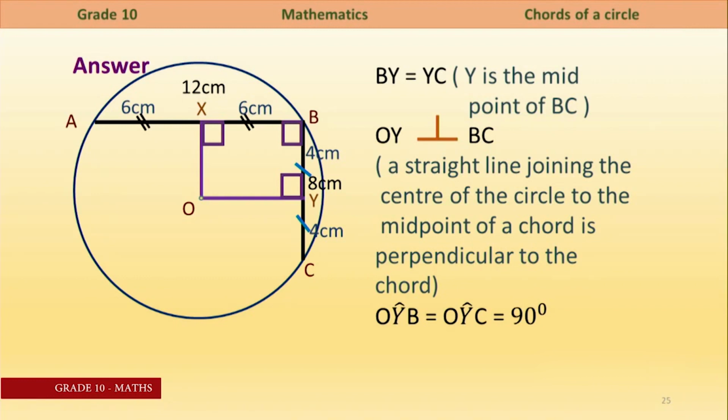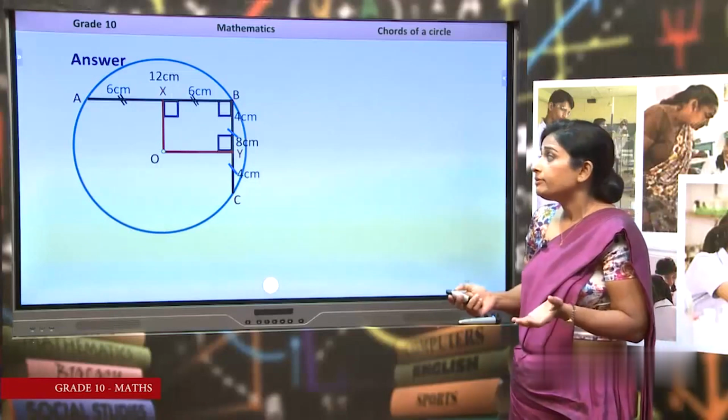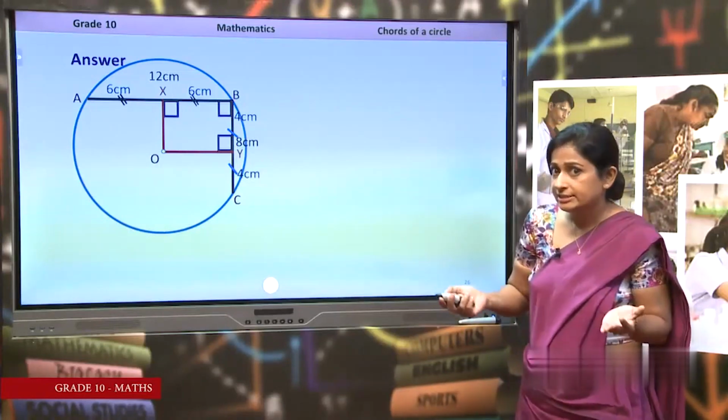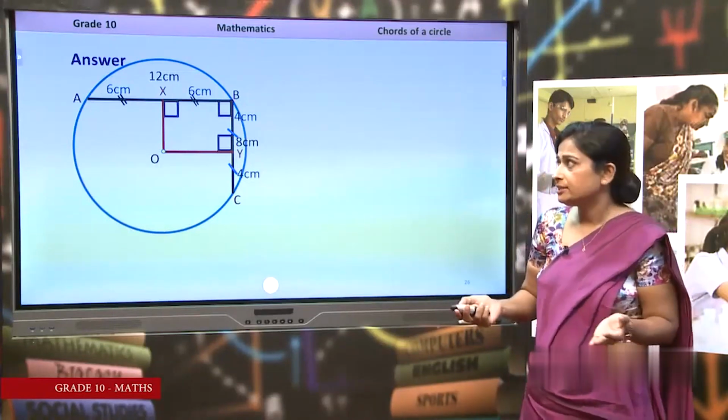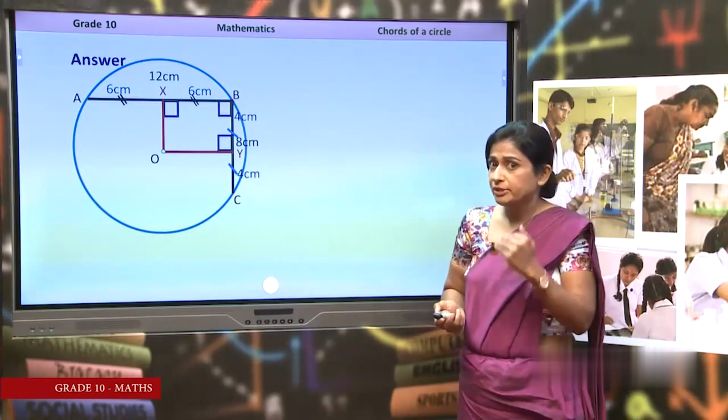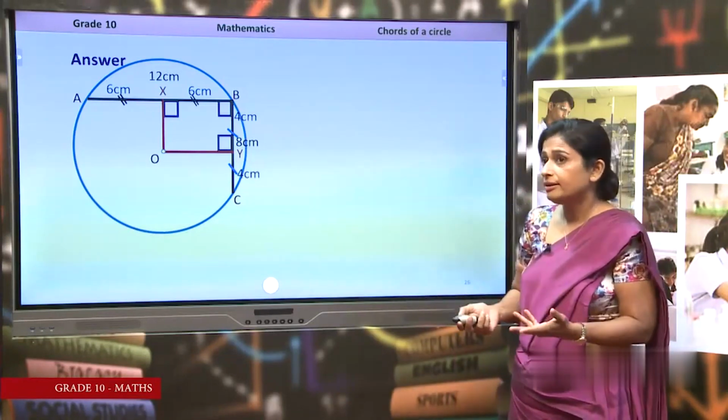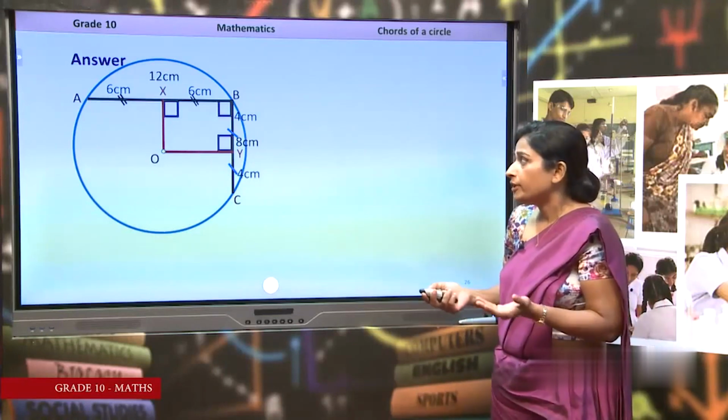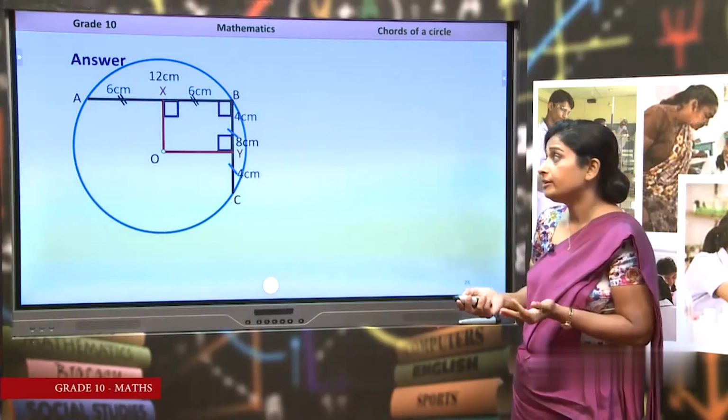OXBY is a quadrilateral. We have to consider that. A quadrilateral is a polygon having 4 sides, but we can name this a special quadrilateral. So how do we recognize that? Here we have to find the perimeter of this quadrilateral OXBY.